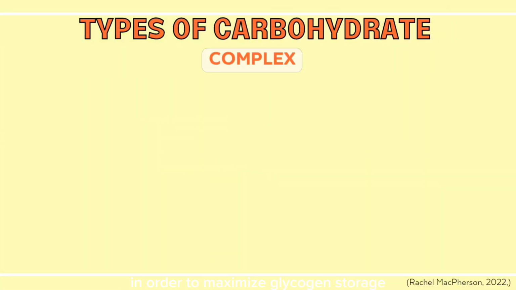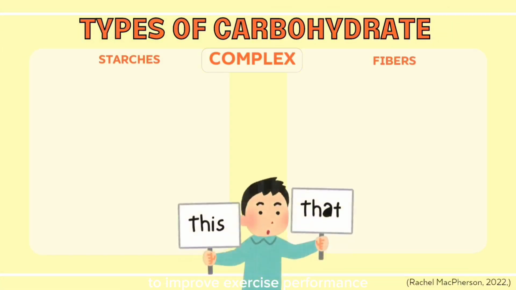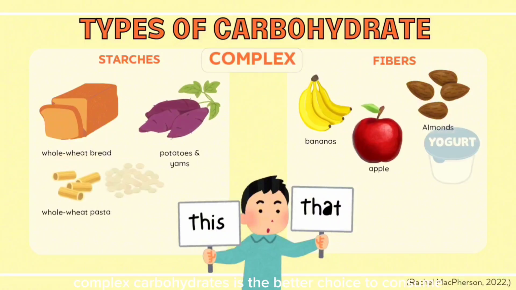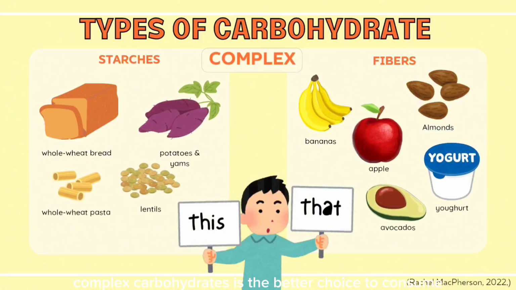In order to maximize glycogen storage to improve exercise performance, complex carbohydrates are the better choice to consume as they take longer to digest and retain satiety. The following are some examples of complex carbohydrates suitable for exercise from each category.